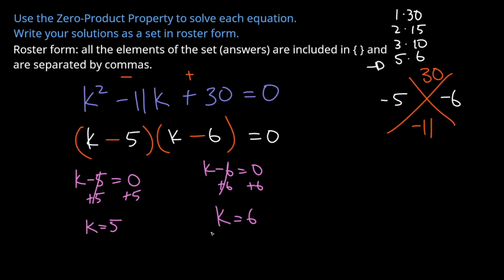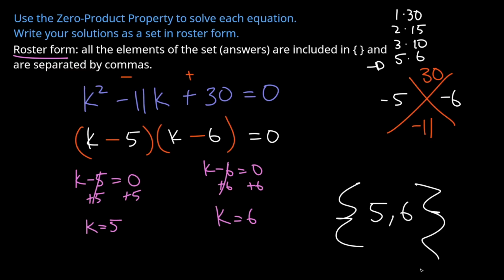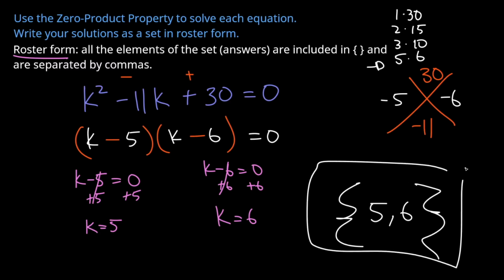They're not happy with this form. They want it in roster form. So the way we will express that will be, we have those curly braces, 5, 6. You get the point. So we have 5 and 6. This is how they want the answer.